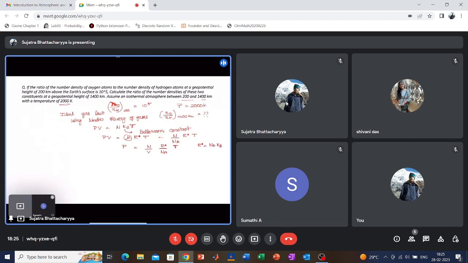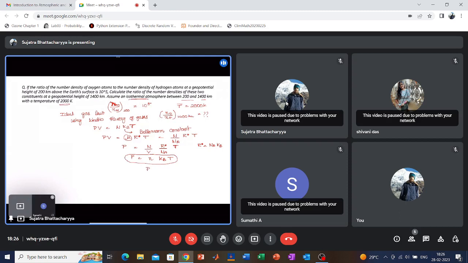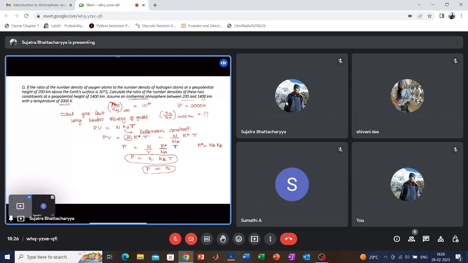So this will now be N Kb T, because if you put R star as Na Kb, Na cancels out, so N Kb T. Therefore we can see that if T is constant, because it's given as an isothermal atmosphere, pressure is proportional to the number density of a particular atom or gas kind. So P is proportional to N. Therefore, whatever we are writing like this, we can change it to this.